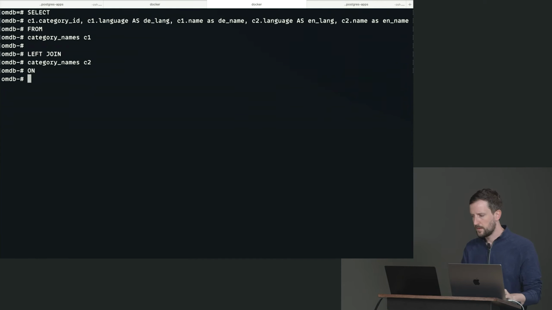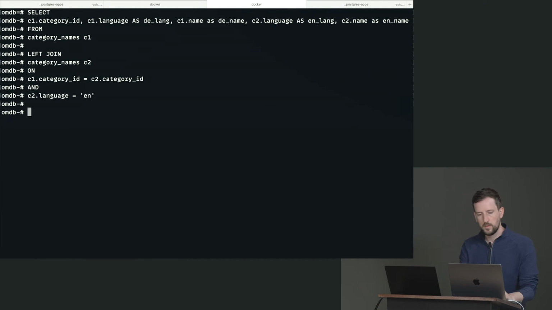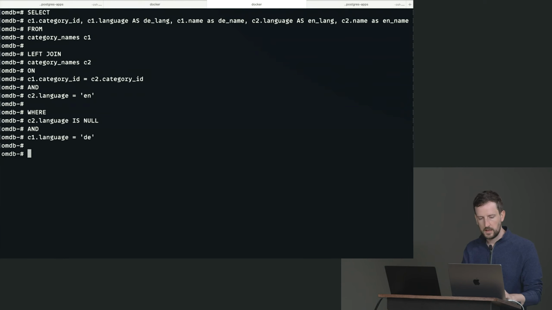On C1.category_id equals C2.category_id, and C2.language equals EN, where C2.language is null, and C1.language is DE, right? And we'll limit that to, I don't know, 20 or something like that.